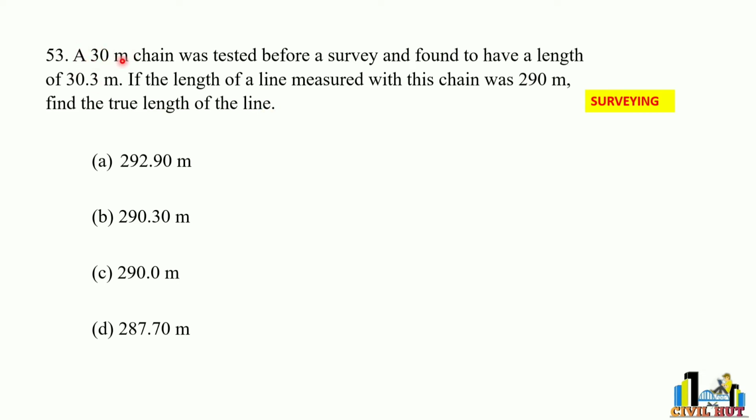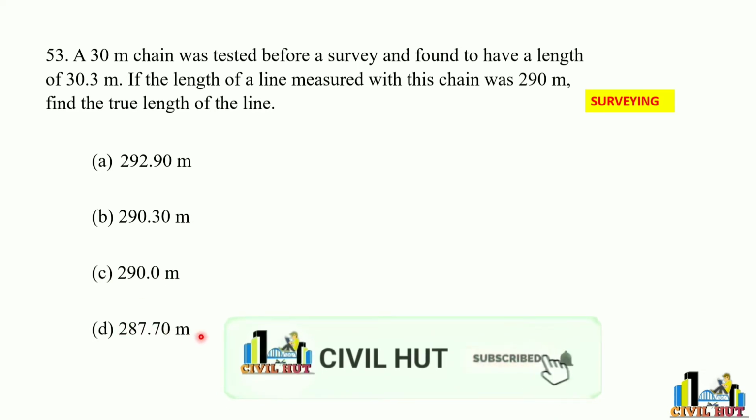30 meters is the true length. 30.3 is the defective length, due to atmospheric effects like temperature increase. 30.3 meters expansion, and the line measured is 290 meters. Find the true length of the line. Option A 292.9 meters, B 290.3 meters, C 290 meters, D 287.3 meters.